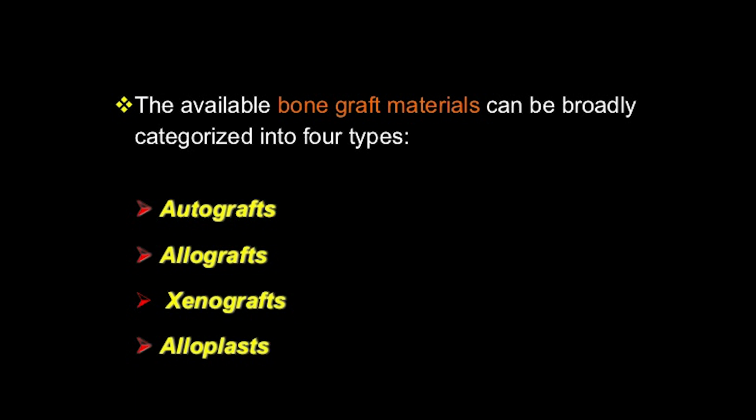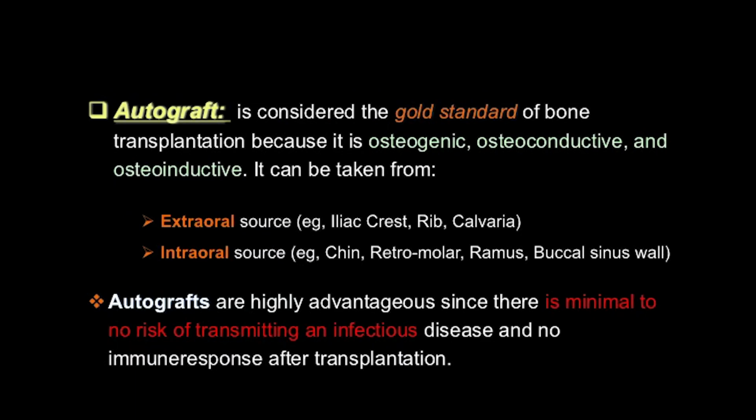Okay, so what are the types of bone grafting materials that we are using to fulfill the type of augmentation or type of healing? We have four types of bone grafting material: autograft, allograft, xenograft, or alloplast. The autograft is considered the gold standard of bone transplantation because it is osteogenic, osteoconductive, and osteoinductive. So the autograft fulfills all the types of healing with the grafting material.